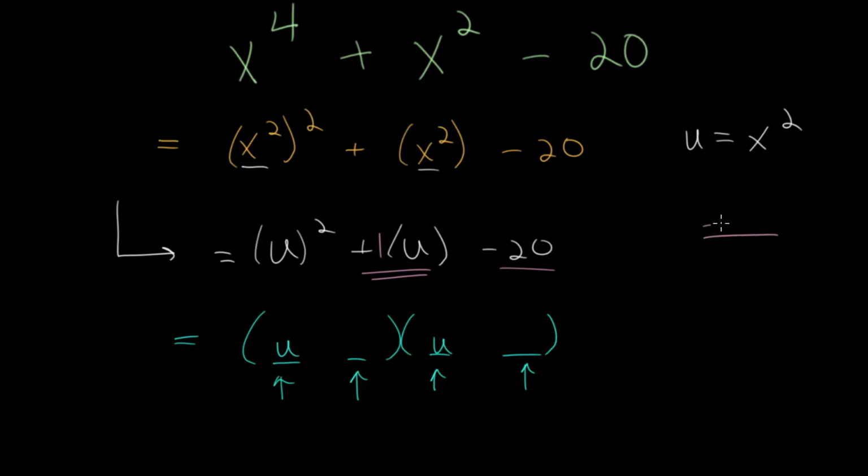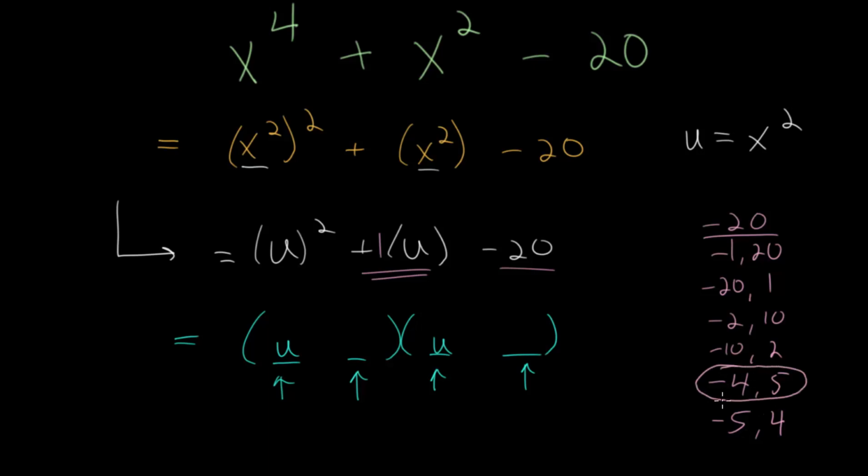So let's write out our list of factor pairs. We can multiply minus 1 and 20, or minus 20 and 1. We can do minus 2 and 10, or minus 10 and 2. We can do minus 4 and 5, or minus 5 and 4. And notice that when we add these two factor pairs together, minus 4 plus 5 is positive 1. So this looks to be the correct choice. And we can plug in minus 4 and positive 5 there.